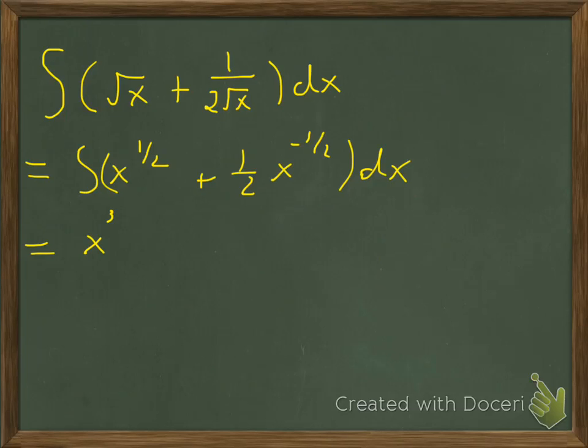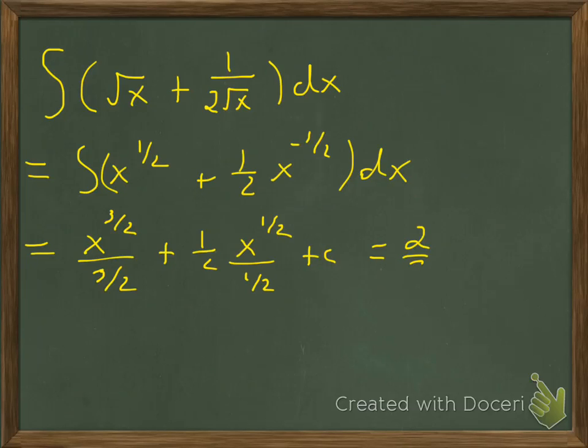So that becomes 3/2, divide by the 3/2. The pre-existing 1/2 is hanging out in front. Add 1 to the exponent, becomes 1/2. Divide by that new exponent of 1/2. And don't forget your constant of integration. So when we divide by fractions, we flip them. So 2/3 x to the 3/2, the 1/2 will cancel. We'll have x to the 1/2 plus the constant of integration.